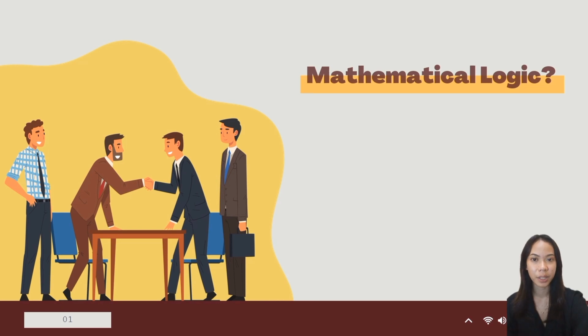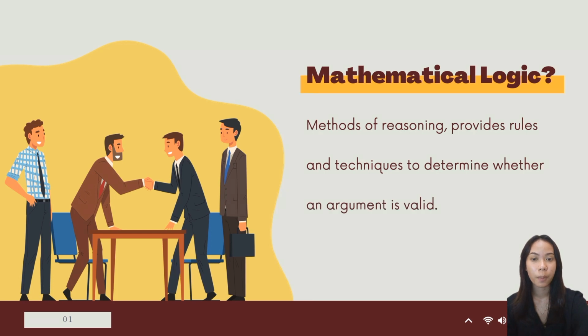Do you know about mathematical logic? Maybe all of you are familiar with logic and mathematics, but mathematical logic may be something new for you. Mathematical logic is a method of reasoning that provides rules and techniques to determine whether an argument is valid. Mathematical logic is used in everyday life, but there is a little difference between logic and mathematical logic, because in mathematical logic there are rules and techniques.